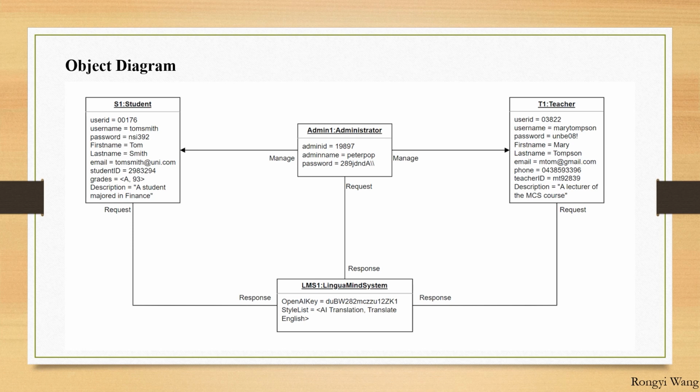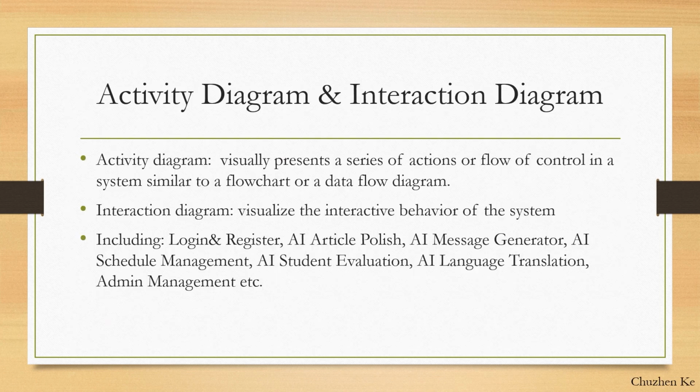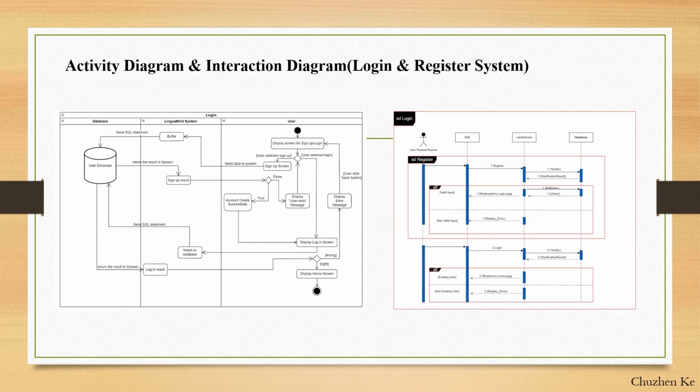Now, the activity diagram usually presents a series of actions in the system, while the interaction diagram visualizes the interaction behavior of the system. In the activity diagram, we use the swimlane to represent the actor, while in the interaction diagram, we use the lifeline to represent the actors. In the activity diagram, we use the actions as well as other relations like the join, merge, fork, as well as the decisions, while in the interaction diagram, we utilize the message as well as the reply message.